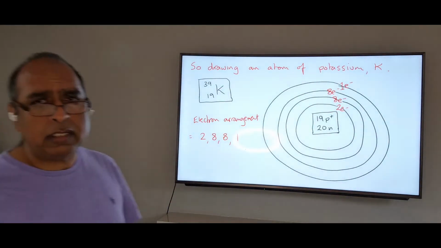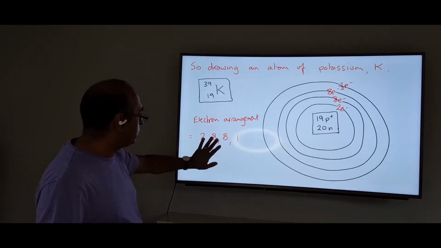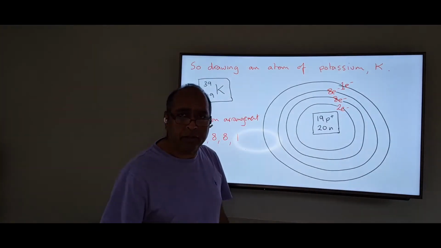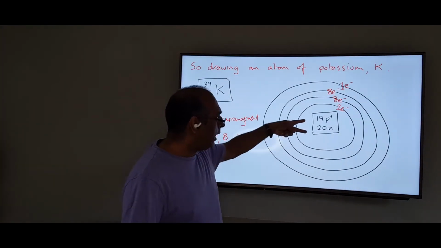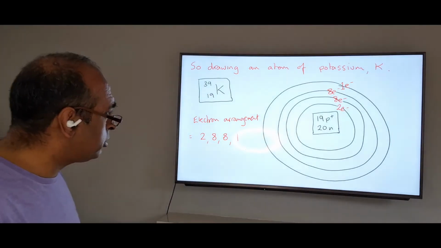Now, this is 19 electrons. Potassium: 2, 8, 8, 1. They're the electrons. 19. In the nucleus, 19 protons, 20 neutrons.